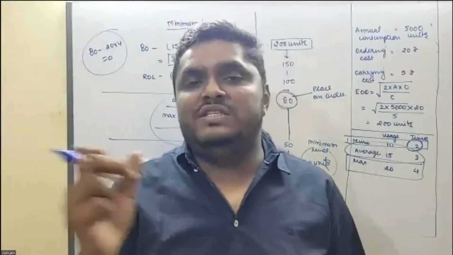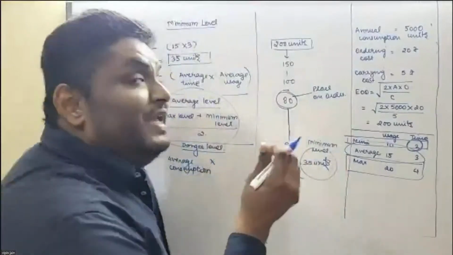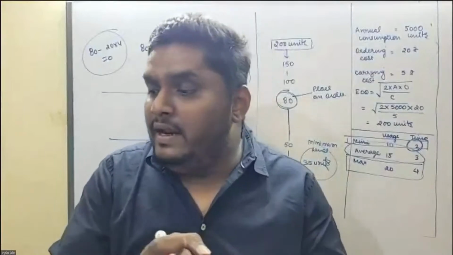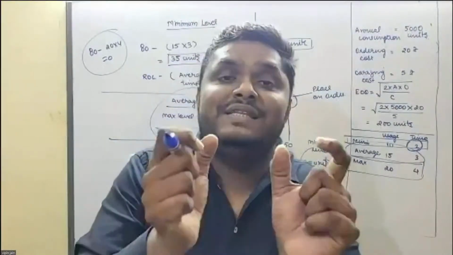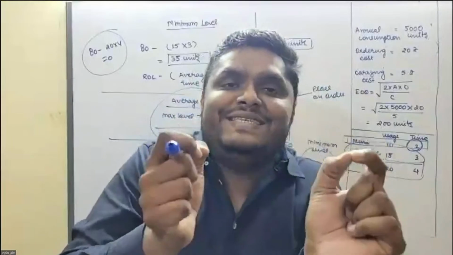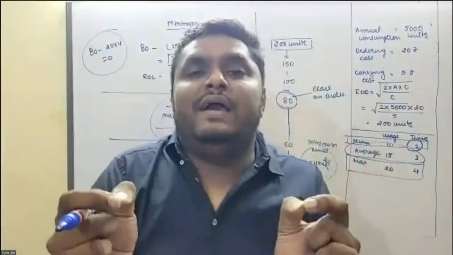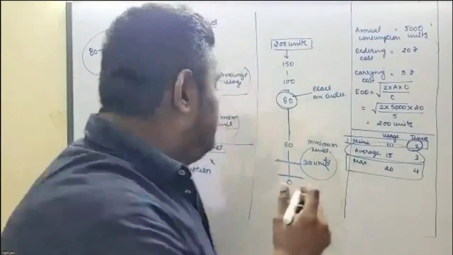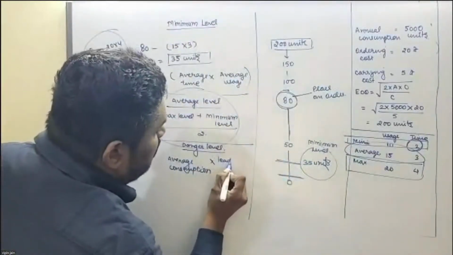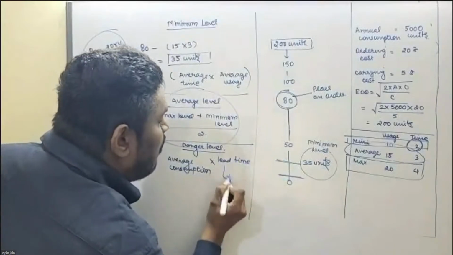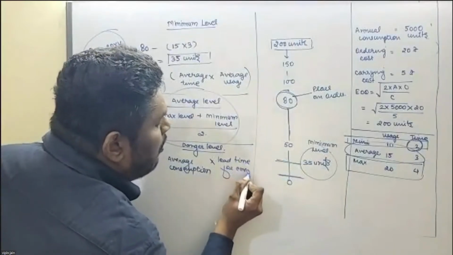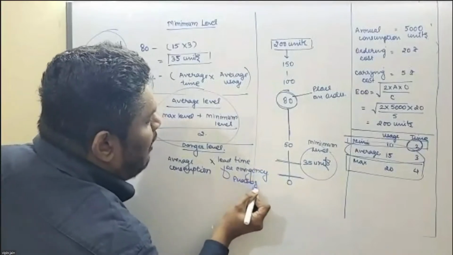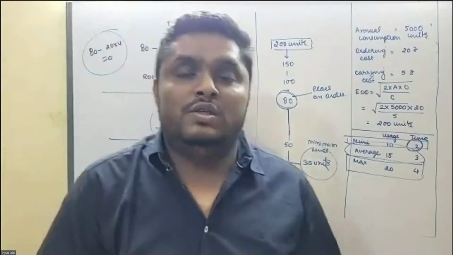So average consumption is the best approach, into lead time for supply of material from the supplier, into lead time for emergency purchase. Lead time means what? Order place किया तब से लेके order कब तक आया. See, that is what we call the lead time for emergency purchase. So this is danger level.